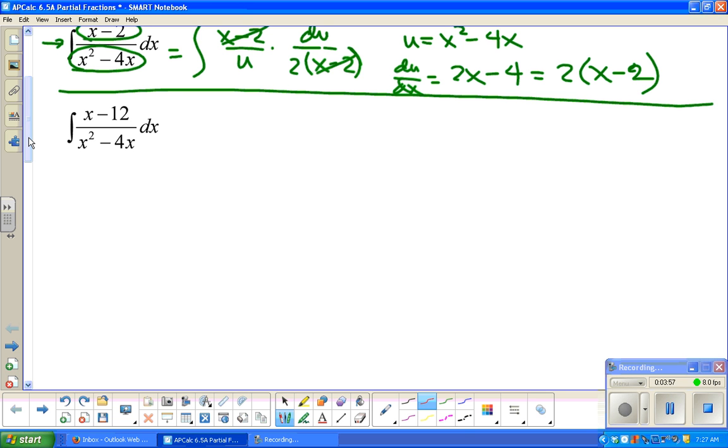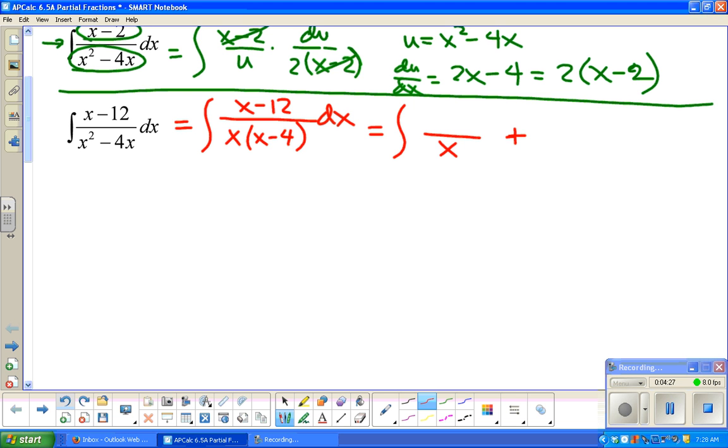This kind of looks like that, 1 over something. But the derivative has to be there, so I would need a 2x minus 4 present in the problem somehow. It could be an x minus 2, or some other multiple of x minus 2. So what we're going to do instead is take this fraction apart. First, let me remind you that this is what it looks like right now. Ultimately, we're going to take it apart, and we're going to do something over x plus something over x minus 4. And that's the new thing.